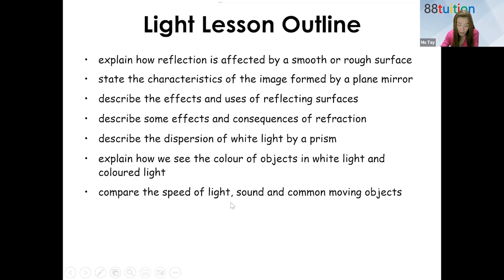Now compare the speed of light, sound, and common moving objects. That's a very brief one, actually. We know that light travels the fastest, right? So usually we see the lightning before we hear the thunder.